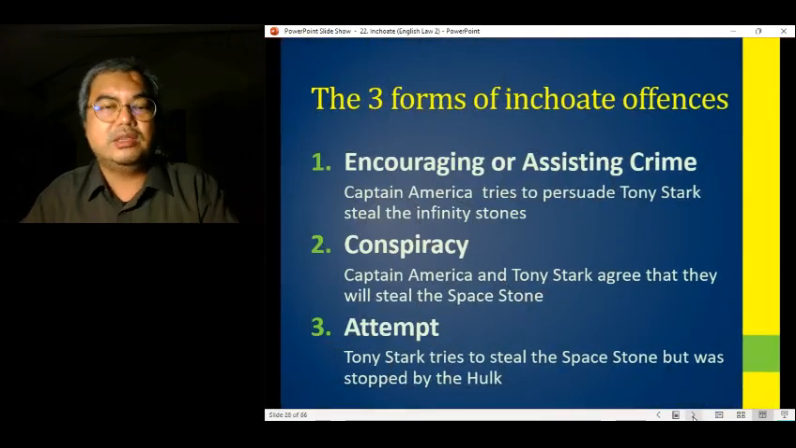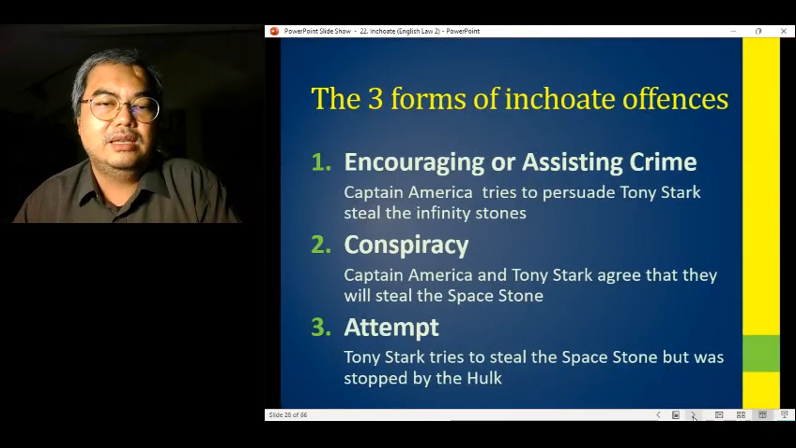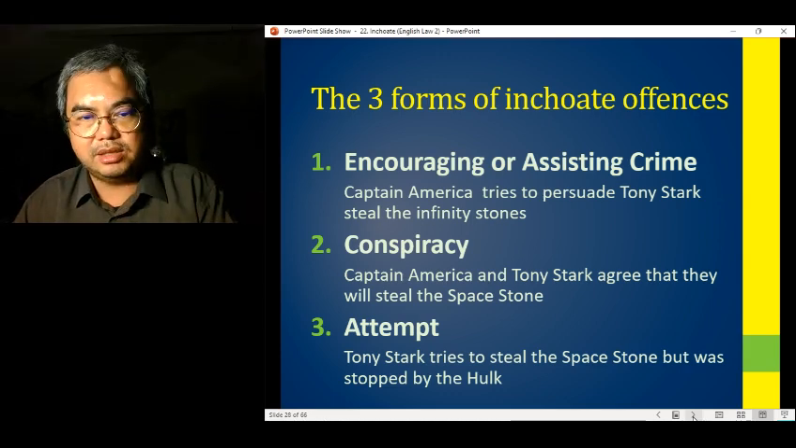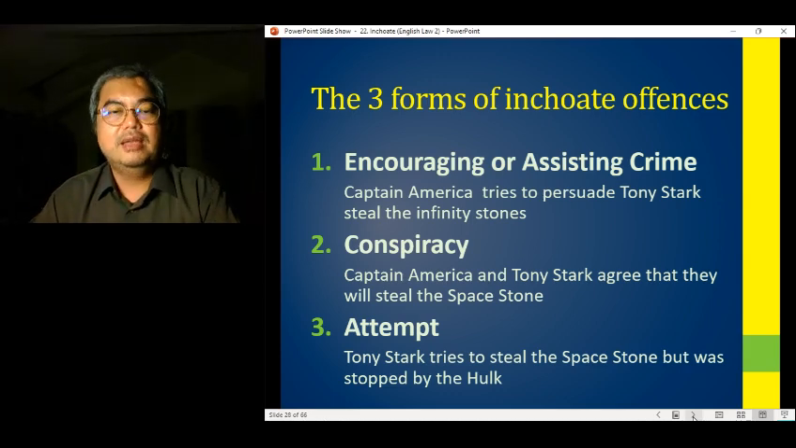And so that brings us to the end of conspiracy. We will be moving on next to look at the final inchoate offense, which is the offense of attempt.